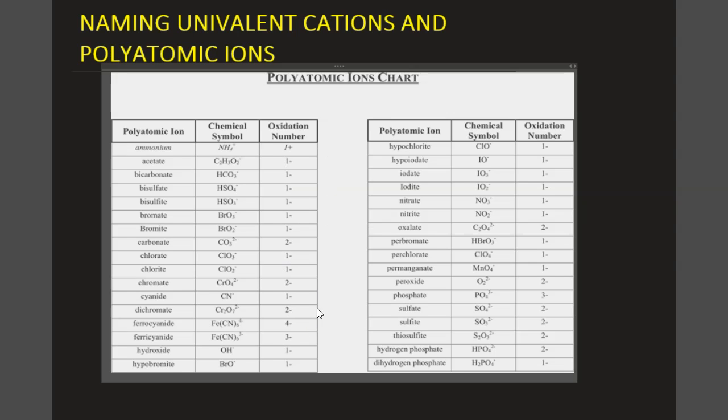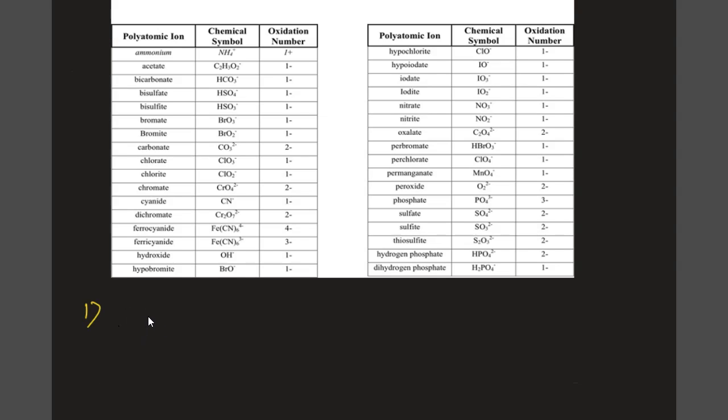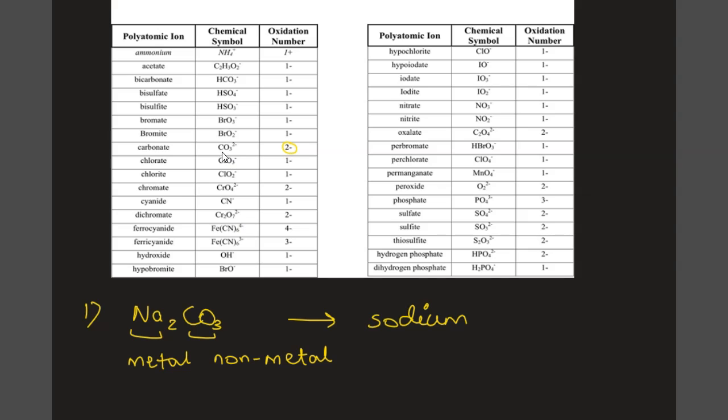So let's take up an example first. Let's say we're required to name Na2CO3. Now this Na is a metal, CO3 is a non-metal. How do we know that? When we go back and check the polyatomic ion chart, we see that CO3 has a negative charge, 2 negative charge. So anything that has a negative charge is a non-metal. Now in order to name this, all we need is just the name of Na, which is sodium, and the name of CO3 is going to be read from here. That is carbonate. So Na2CO3 is sodium carbonate.